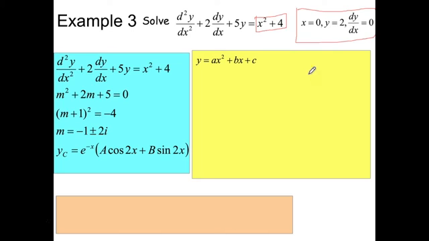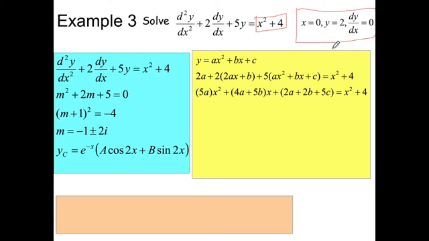We differentiate the first time, dy/dx, and substitute here. And then we differentiate d squared y/dx squared and substitute here. So we should have this equation. And then we rearrange it so that it is quadratic as well: something x squared plus something x plus a constant equals something on that side. And then we equate coefficients.